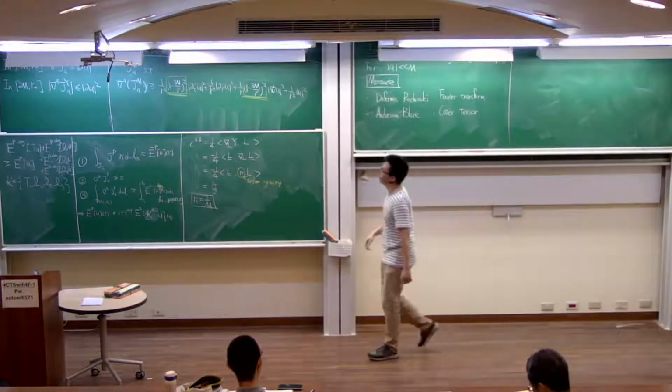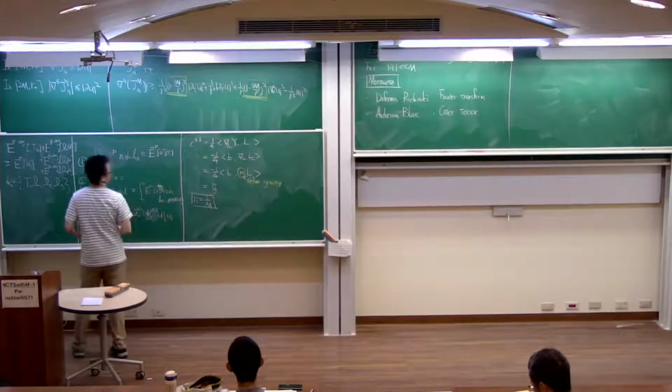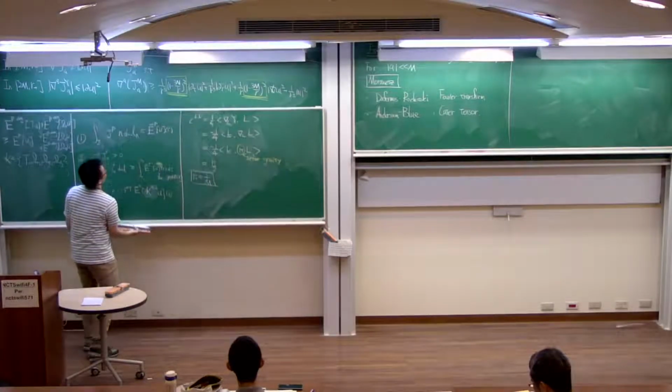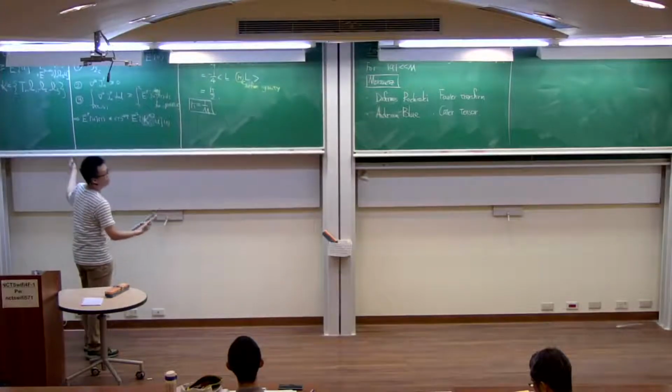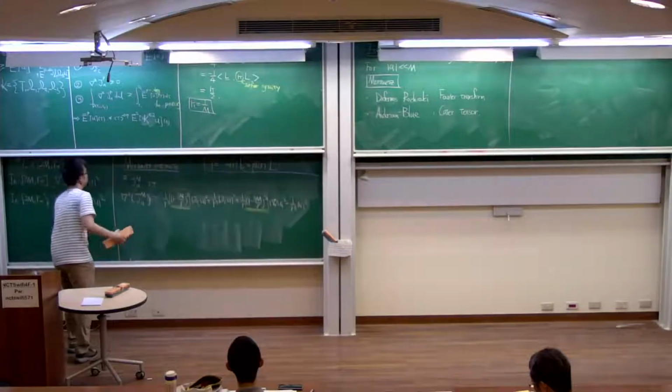Okay, so this is the linear wave equations in Schwarzschild and some in Kerr space-time. Now I would like to talk about semi-linear equations.